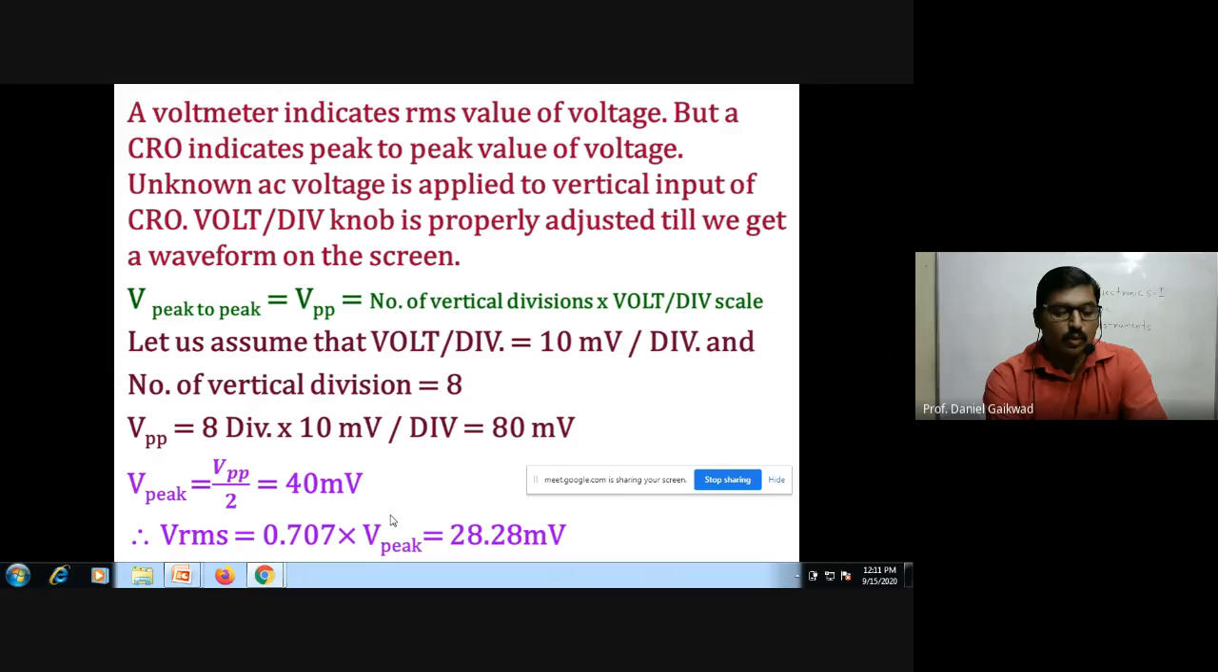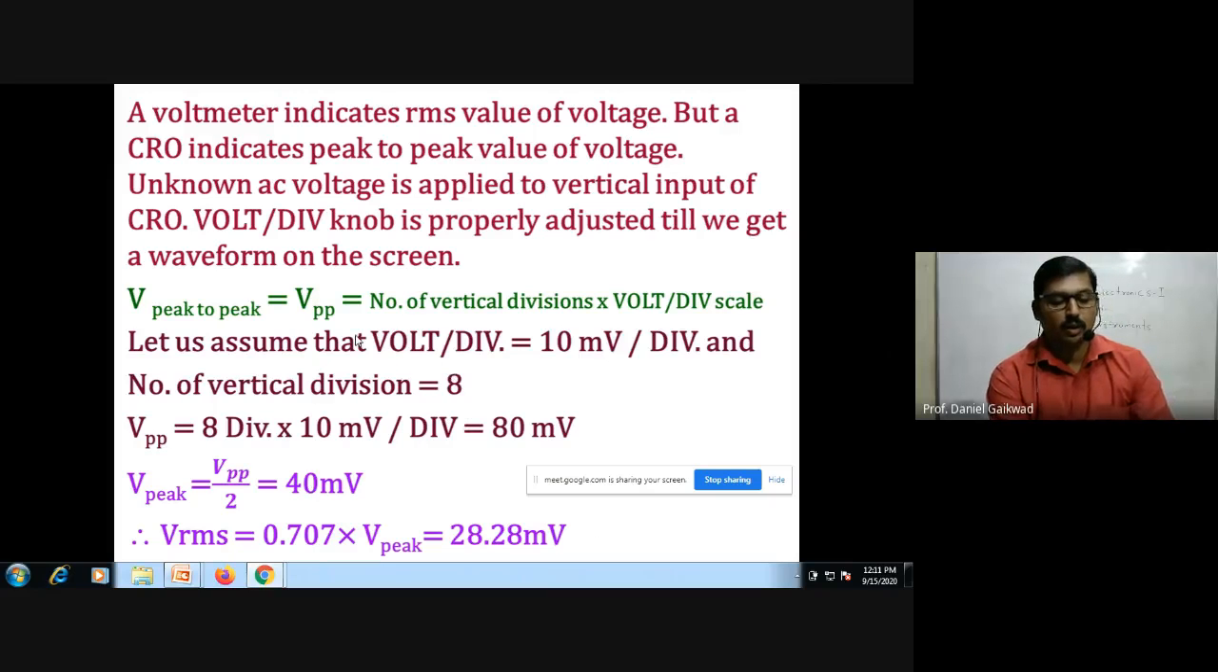And we know the value of root 2 is equal to 1.414. Now 1 upon root 2 means 1 upon 1.414, and that is equal to 0.707. So we have the final formula: VRMS is equal to 0.707 into VP. So VP is, suppose, 40, and 40 into 0.707 we obtain 28.28 millivolt. So we obtain here the VRMS for the AC voltage, that is equal to 28.28 millivolt.